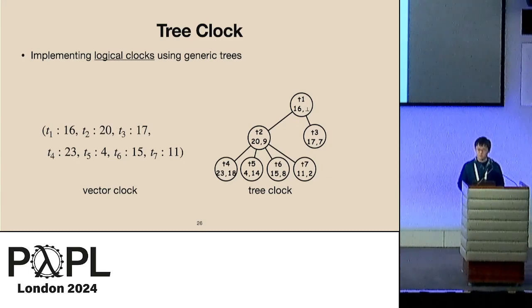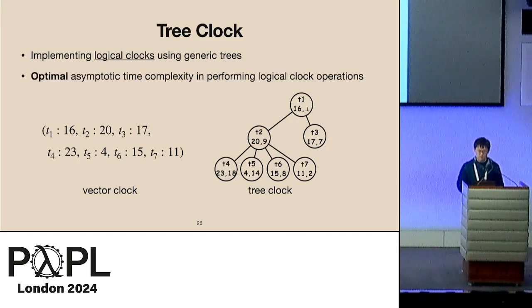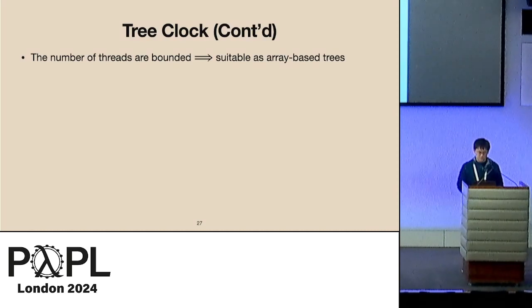The logical clocks can support some clock operations like join or copy. And the good thing about tree clock is that it achieves the optimal asymptotic time complexity in performing clock operations. It achieves better time complexity than the vector clock by taking advantage of its hierarchical tree structure. The tree clock is suitable to be implemented as an array-based tree since the number of threads in a concurrent system is usually bounded and the threads usually have different identifiers.